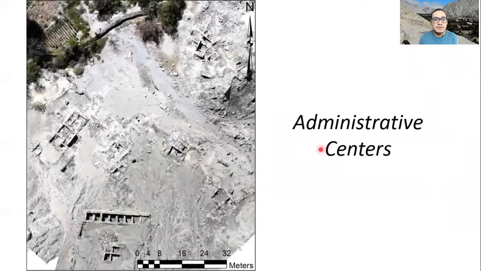Finally, we have administrative centers. They are bigger sites, between 1 to 2 hectares, and have different buildings that include open spaces or plazas, storage complexes, and possible dwelling areas. Their layout is similar to the one of Incahuasi, but at a smaller scale.